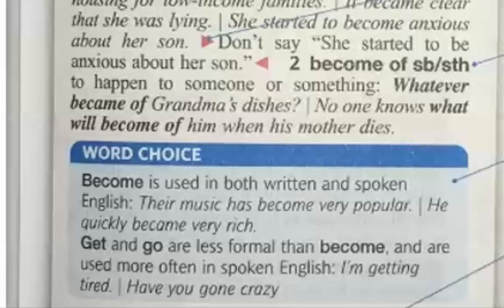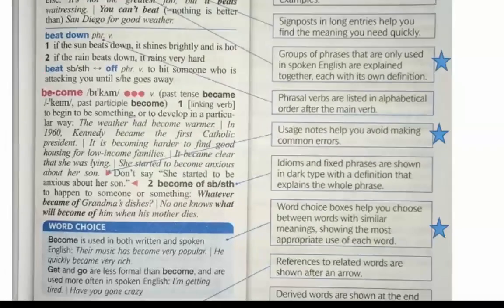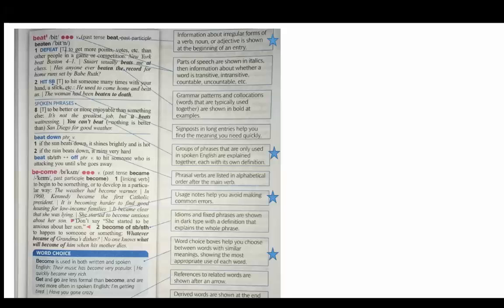So you'll see, for example, their music has become very popular. And then below we have, I'm getting tired. Have you gone crazy? So you see that get and go are less formal than become. And I won't go through the rest of these little points, but you can look through those if you want. At the beginning of your dictionary, there's a lot of helpful hints there.